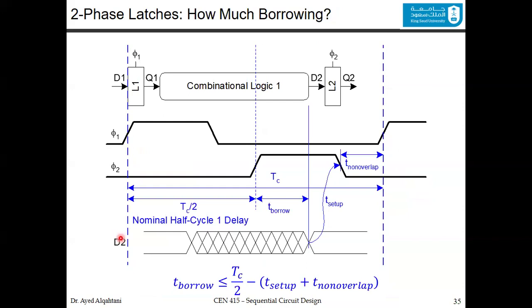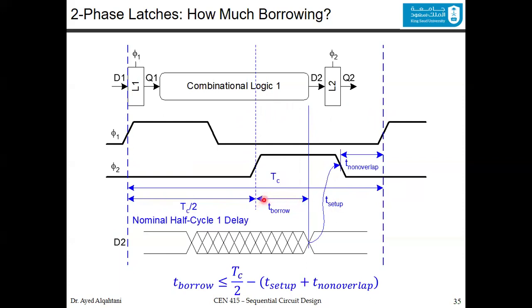Now, how much borrowing can we expect? We can calculate this if we know that this is the first half cycle, TC divided by 2, and this is the second half cycle. So we have TC over 2 here as well. So the borrowing time is the amount that I'm trying to borrow here for this combinational logic. This is the borrow time.